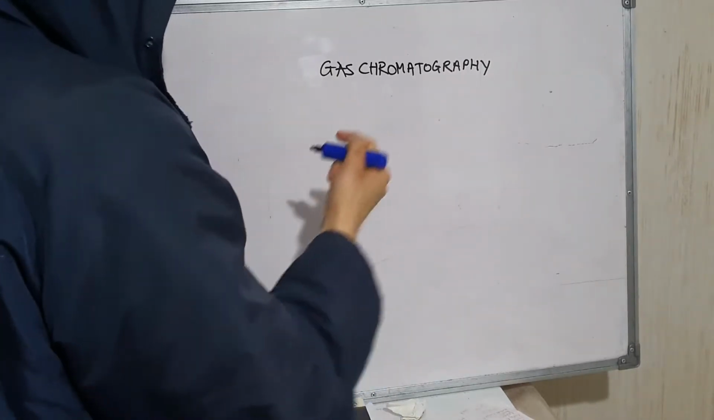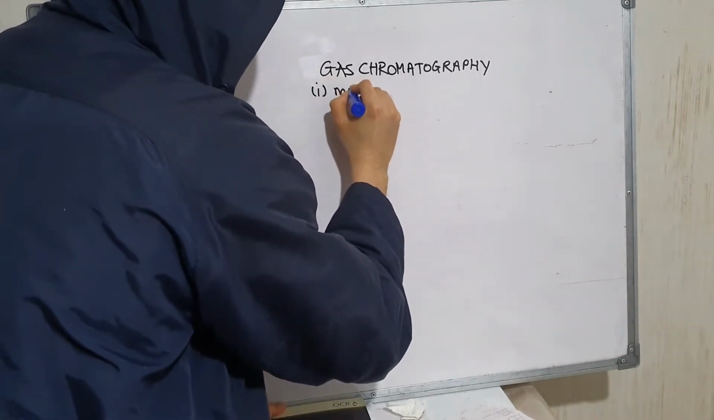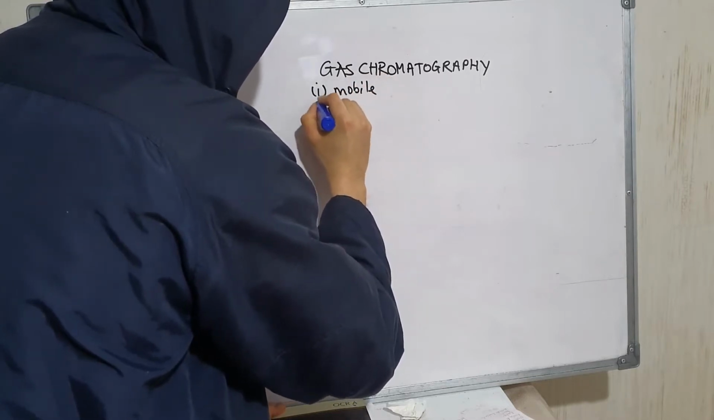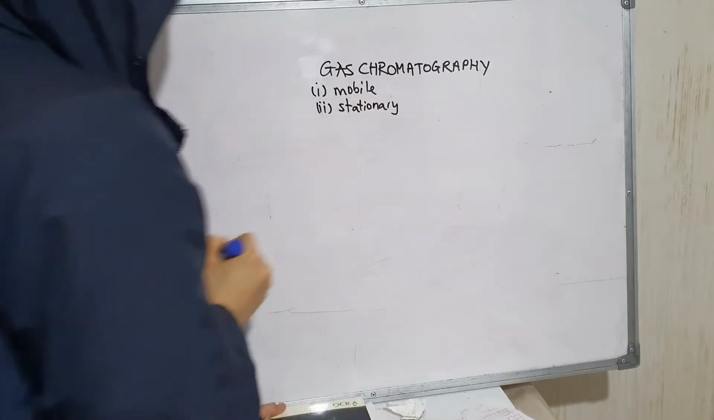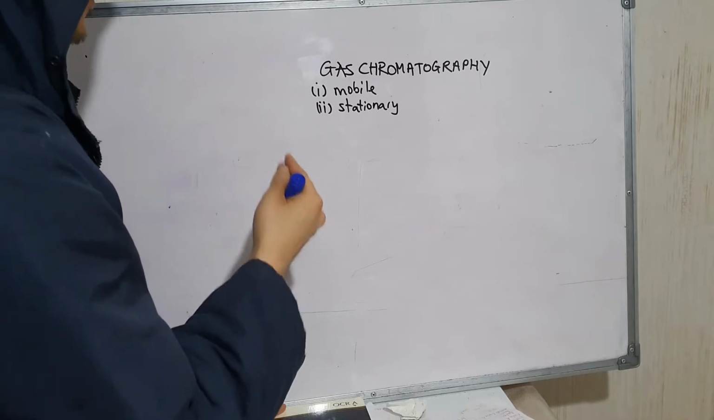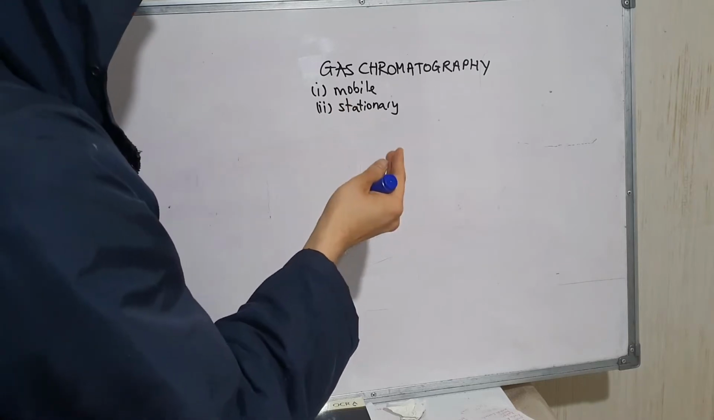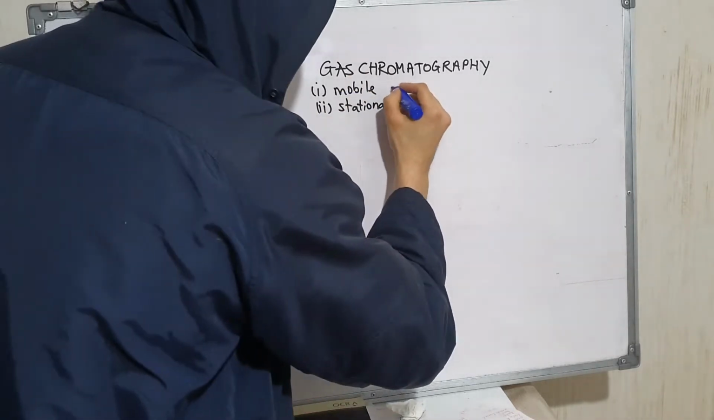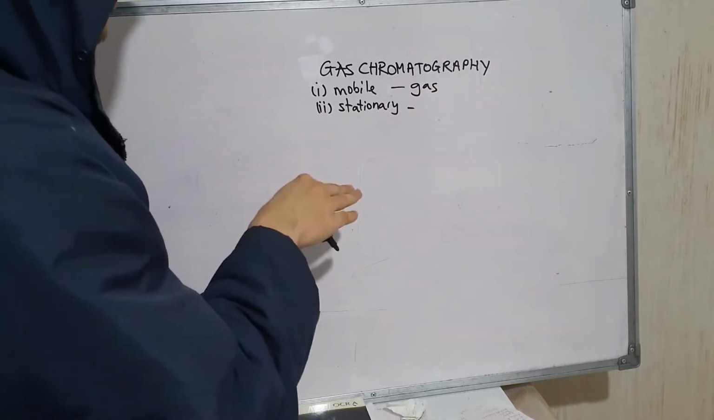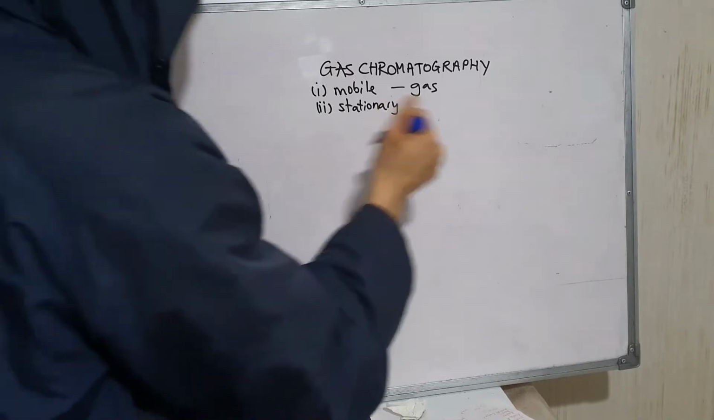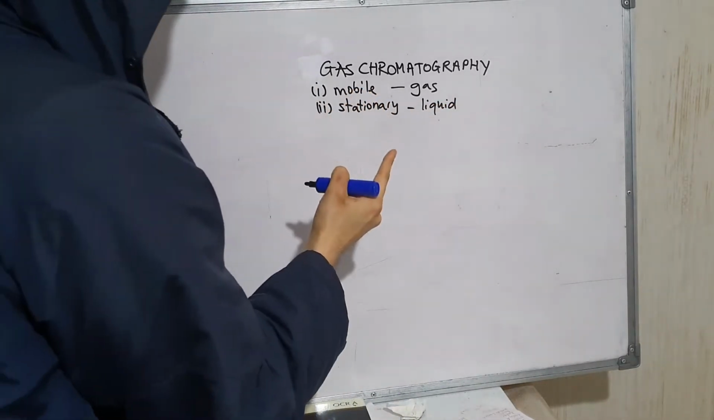Now let's just define a few terms first. The first one is mobile phase and the stationary phase. The one that's mobile is the substance that is moving. It's most likely going to be gas or liquid, but it's mostly gas. Let's just say it's gas. And the stationary is usually a liquid because that stays still. Stationary means still, so that's usually a liquid. The mobile is usually unreactive, so let's just say helium.